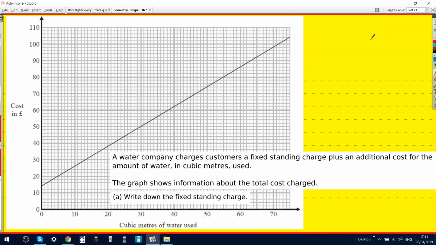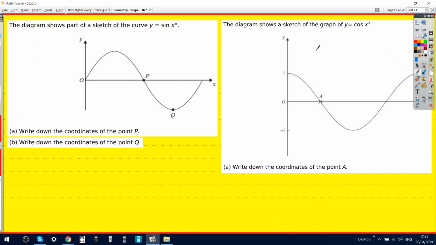Well, the cost in pounds is £80 at 55 cubic meters of water. Do you know what I mean by fixed standing charge? No. It would be how much it would cost even if you used zero. Oh, £15. So I can see it maybe a bit closer up than you. I think it's 14, but yeah, you have the right idea. I think it's like 2 squares out of 5. Okay, these ones.